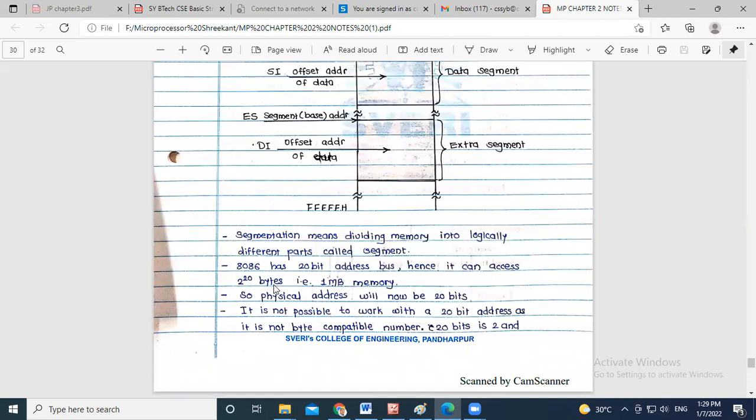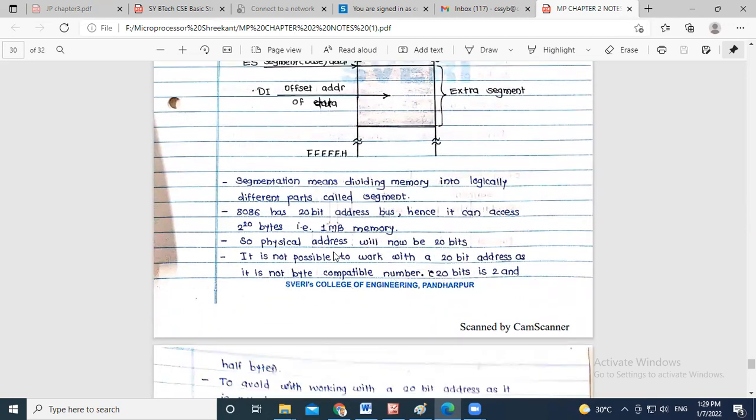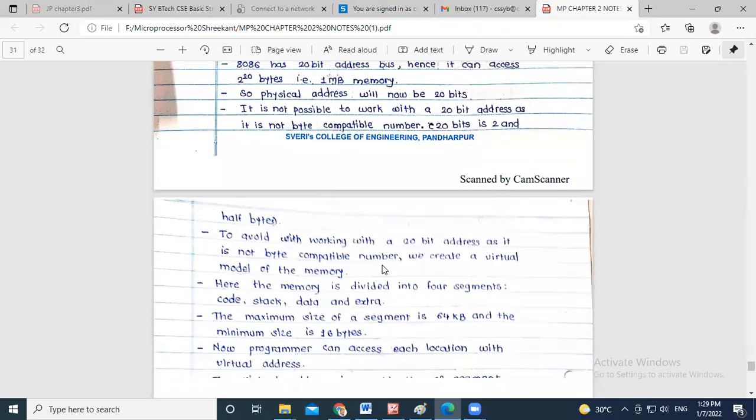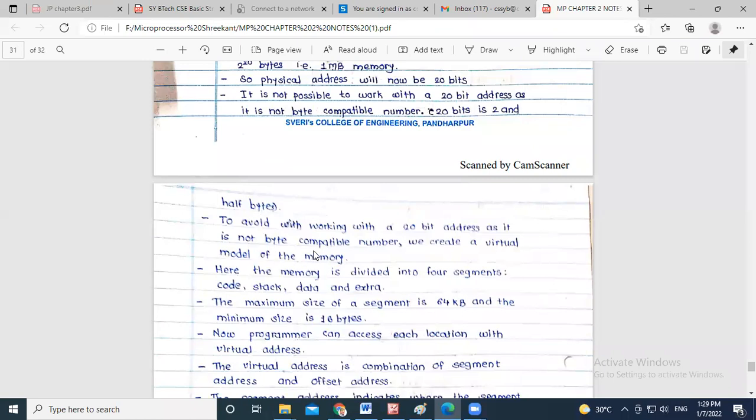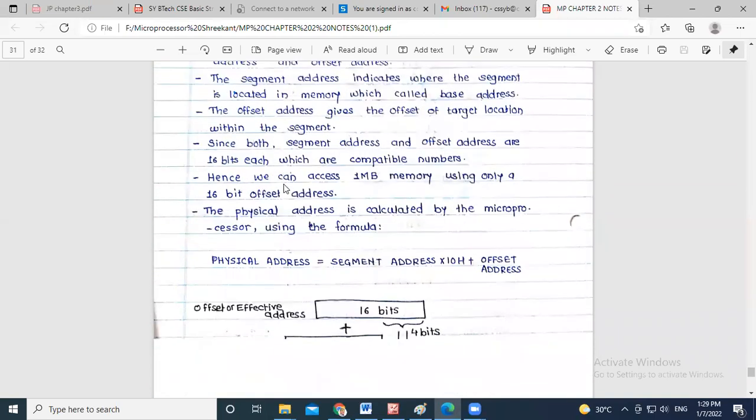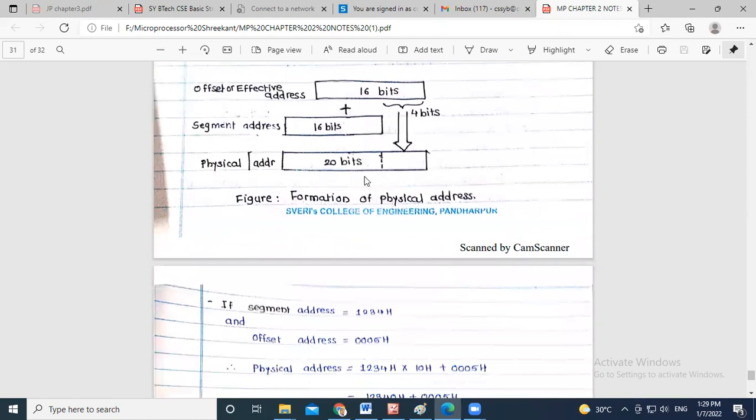So that is 2 raised to 20 bytes of memory in the 8086 for the 20-bit address bus. And for the physical addresses, we will have 20 bits. It is not possible to work with 20 bits at a time. So for that, we have to make separate parts of all 20 bits as per our requirement, such as half of that memory or 1/4 of that memory. To avoid complexity and to make program execution easier, we have to use this segmentation. So that is the segmentation explanation; just go through it.